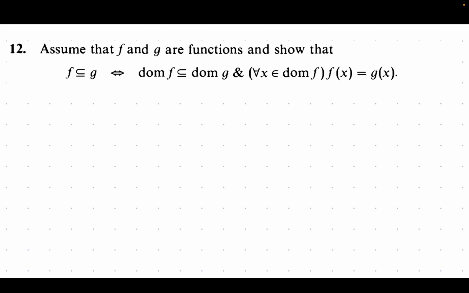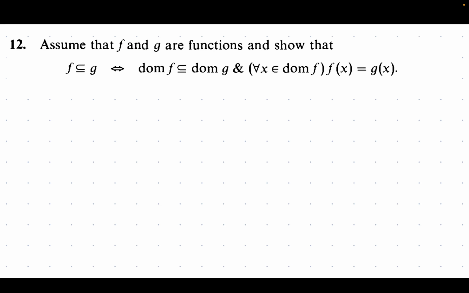Chapter 3, Exercise 12. Assume that f and g are functions and show that f is a subset of g if and only if the domain of f is a subset of the domain of g, and for all x in the domain of f, f of x is equal to g of x. Right, so just the usual biconditional proof. We're going to prove that this implies that, and that implies this. So let's get started.